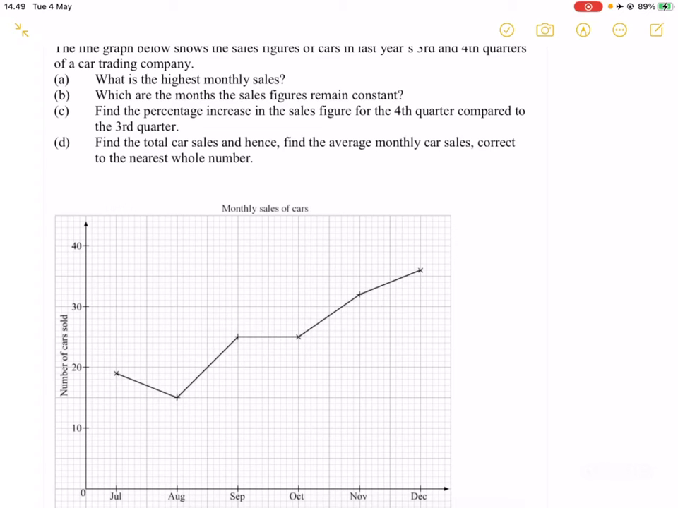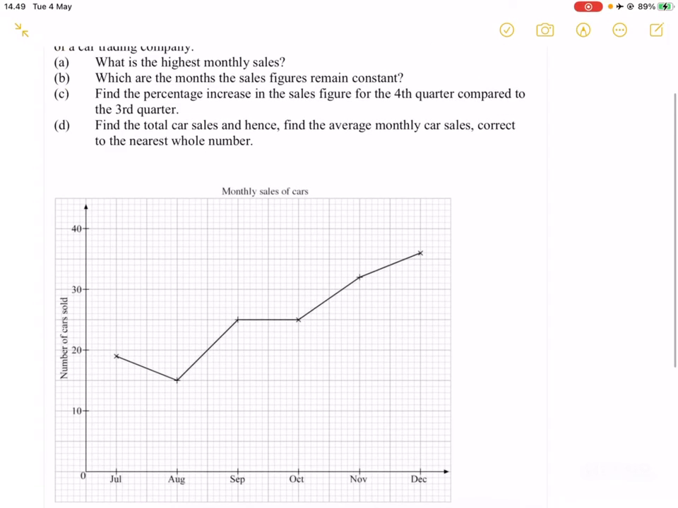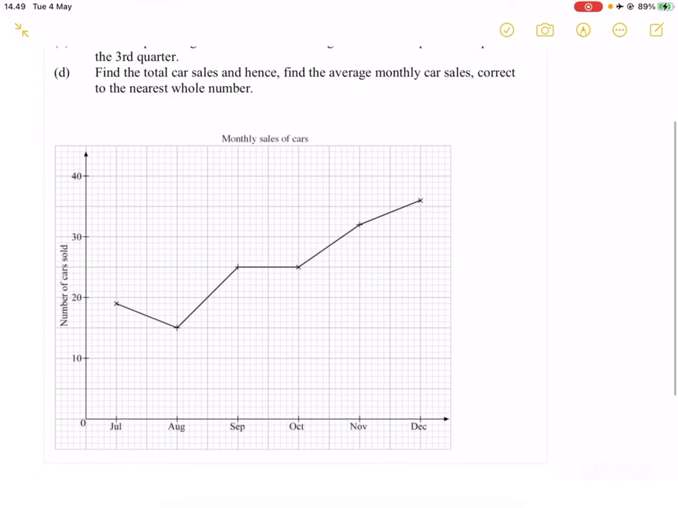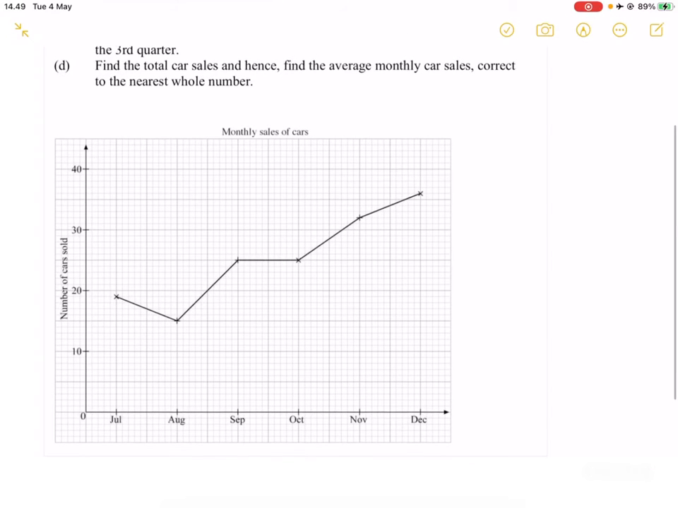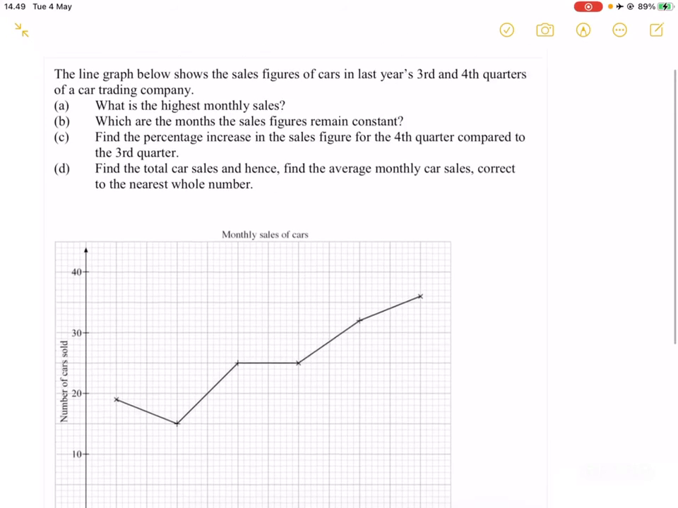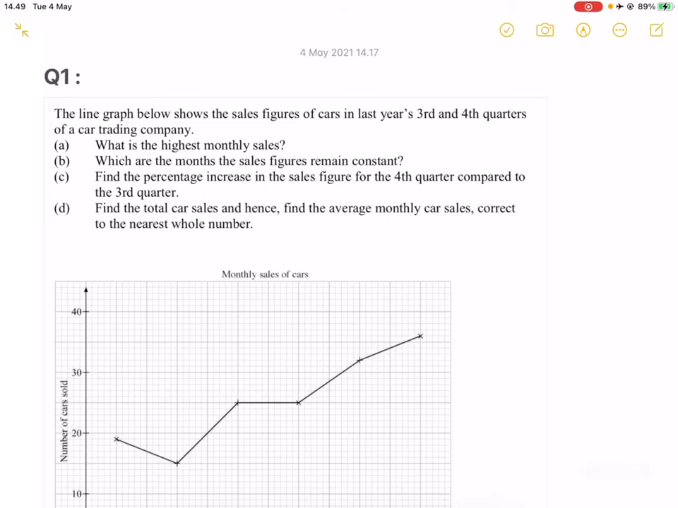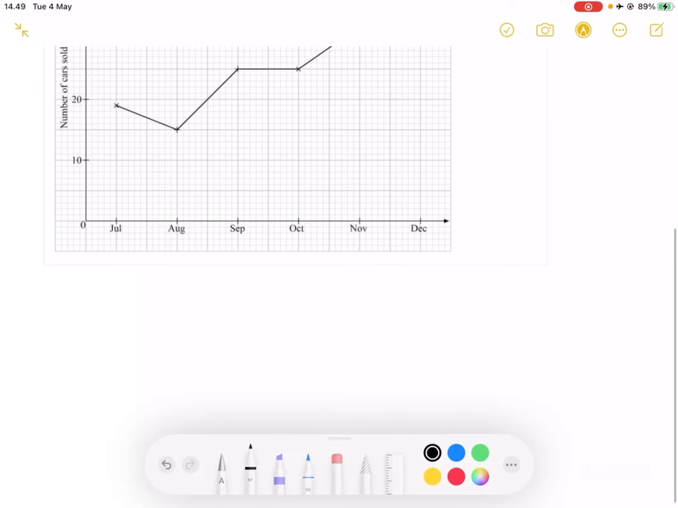For part B, which are the months of the sales figures remain constant? Well, as you can see, for it to remain constant, it must be a horizontal line. Unfortunately, we have the horizontal lines between September and October. So those are part A and part B.